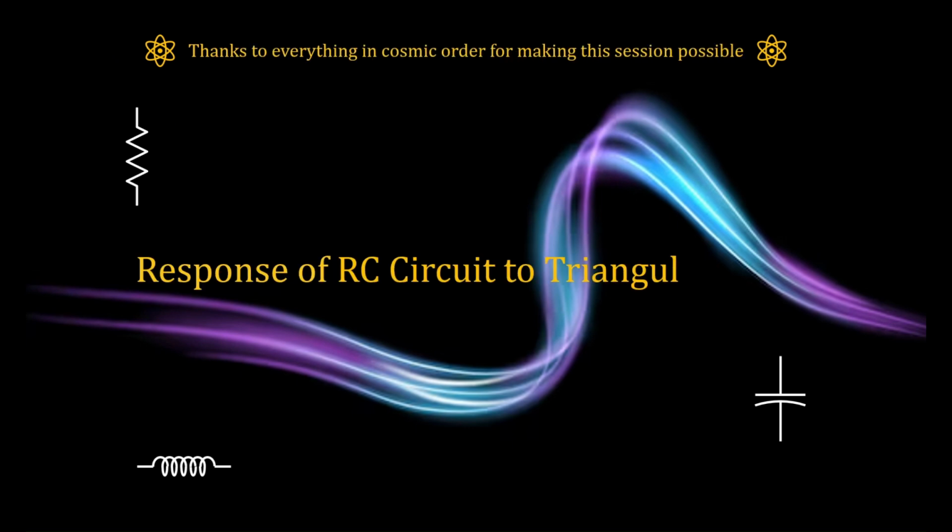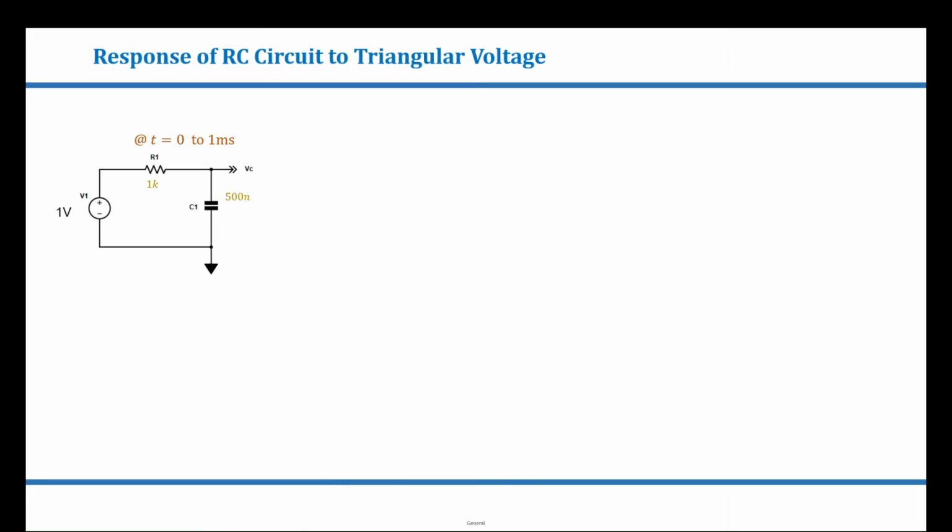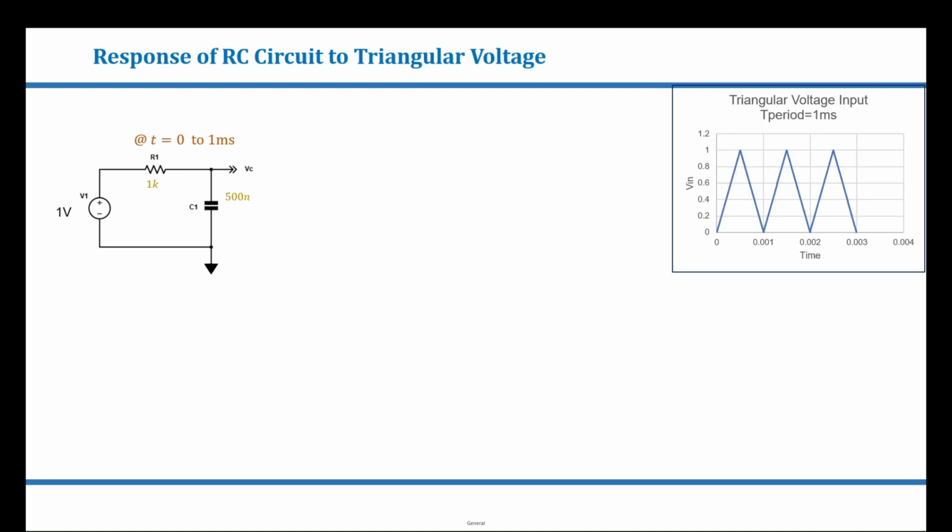Today we will analyze the response of an RC circuit when the input is a triangular voltage waveform. Consider an RC circuit. Resistor is equal to 1 kilo ohms, capacitor is 500 nanofarads. Input is a triangular waveform with time period 1 millisecond and height equal to 1 volt.